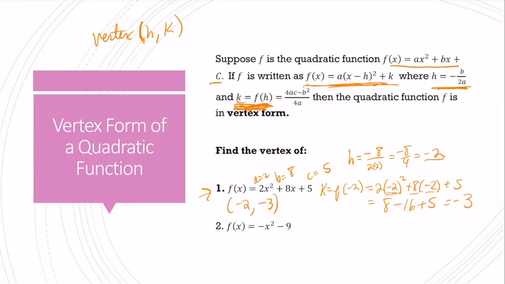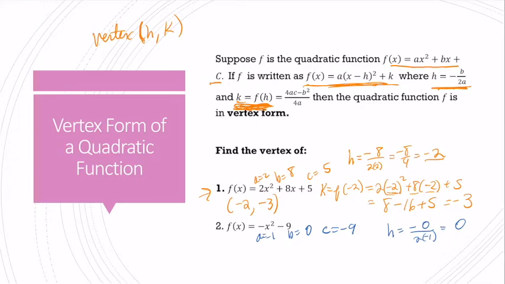Okay, so now I have another problem. I have f of x equals negative x squared minus 9. My a in this case is negative 1. My b in this case is, well, what's my b? My b is going to be 0. And my c in this case is negative 9. So h in this case is negative 0 over 2 times negative 1. That's just going to give me 0, right? Any 0 divided by any number is 0.